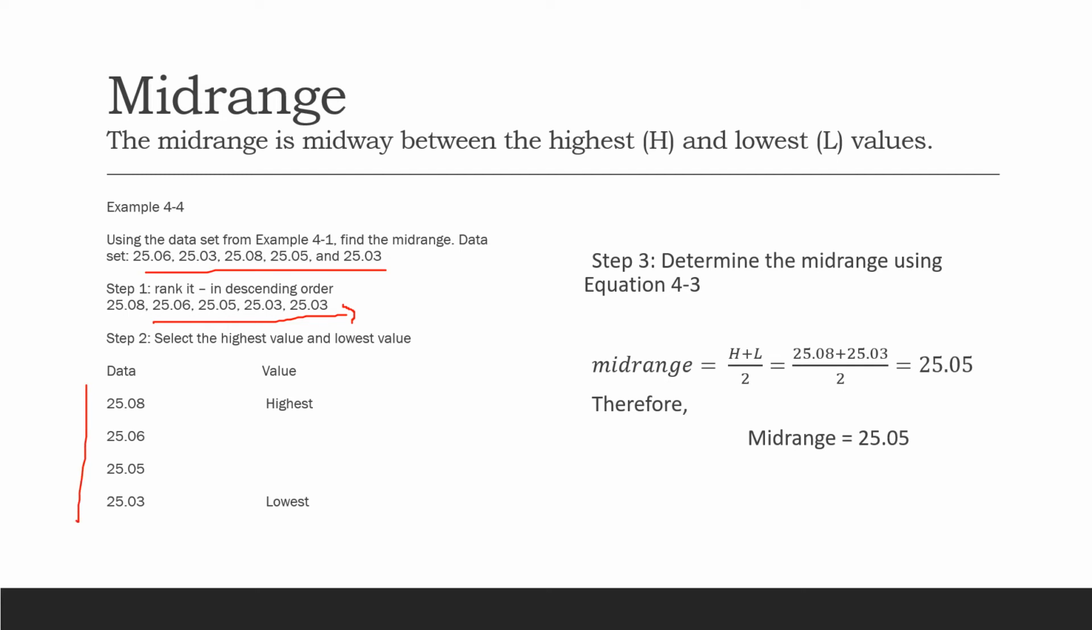So you can see this better in this way. So you can see that's my highest and that's my lowest. So the mid-range is the one between the highest and the lowest value. So you would take that and put it in, okay? Add it up, divided by 2, and you will get the mid-range, which is 25.05. Okay? So it's not that hard to get the mid-range.